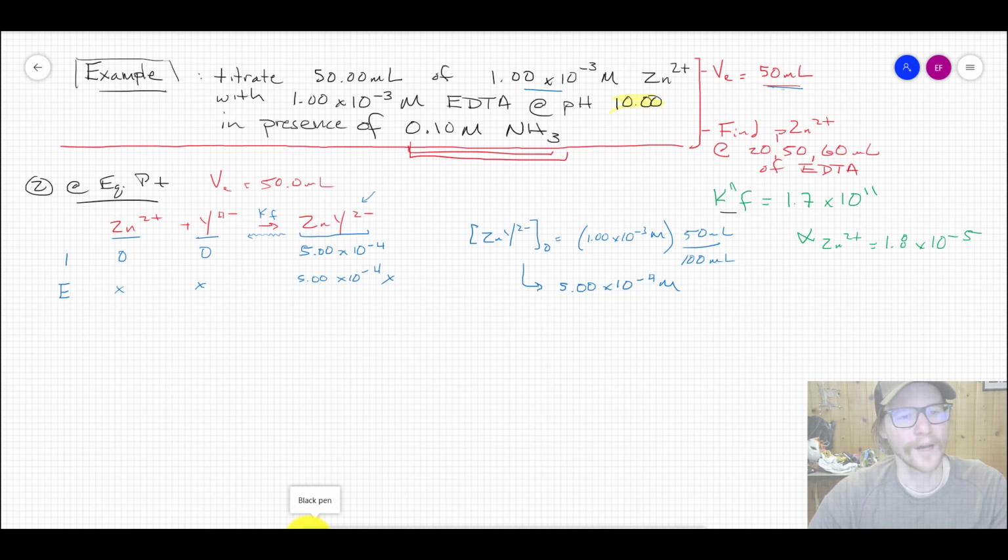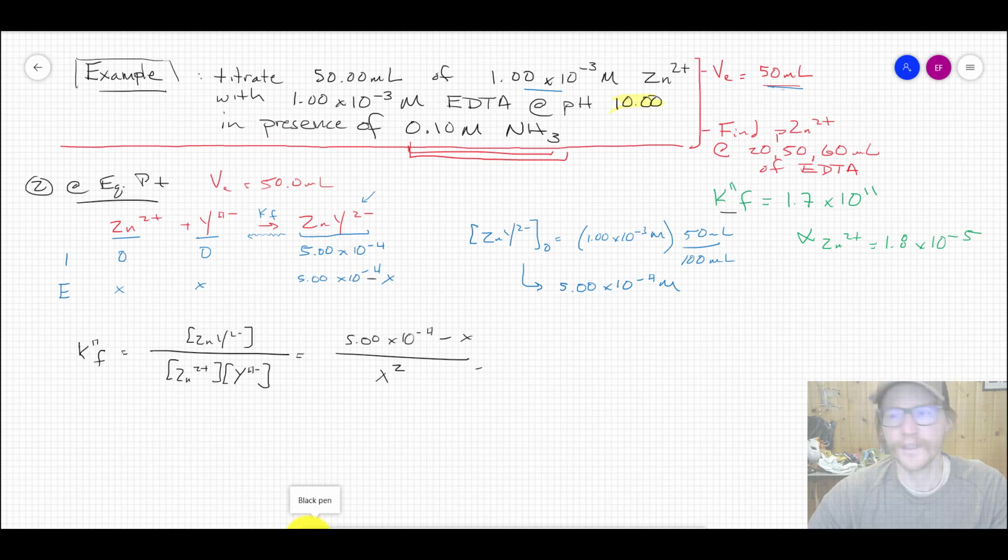So what we end up with is K double prime F equal to the concentration of the complex ZnY2 minus divided by Zn2+ times the concentration of Y4 minus, which in this case is 5 times 10 to the minus 4 minus x, there should be a minus x here, over x squared, is equal to 1.7 times 10 to the minus 11.